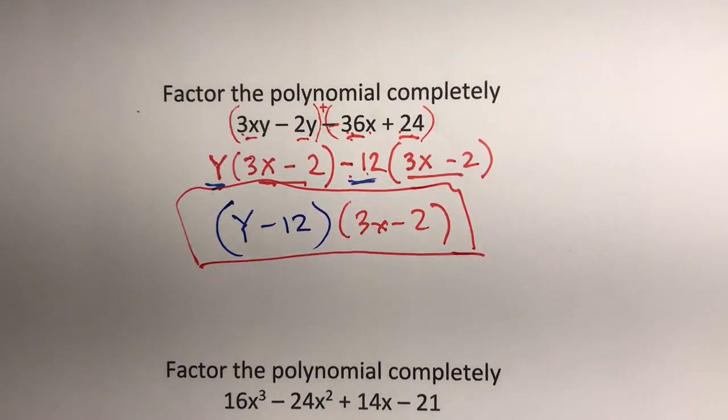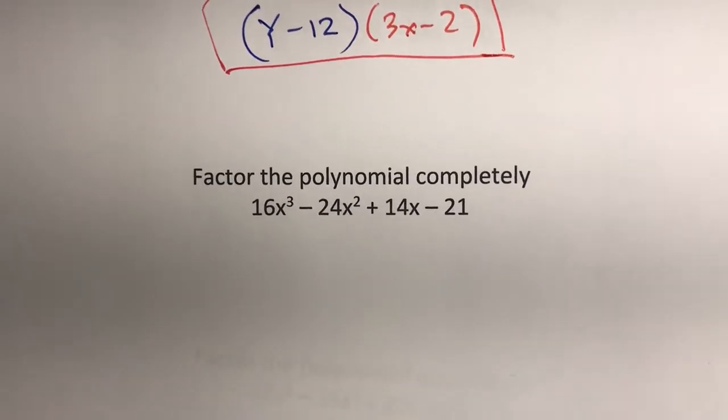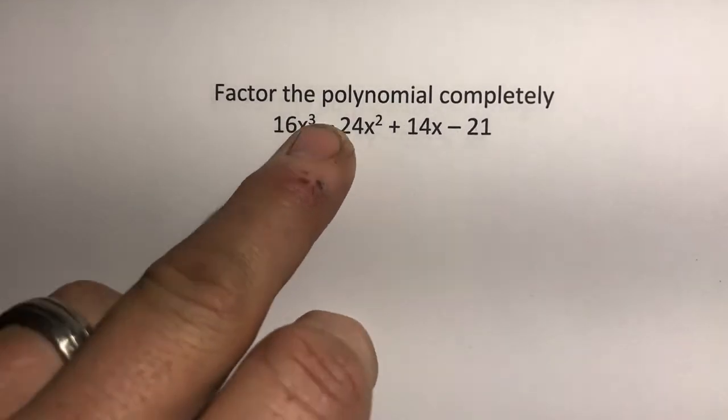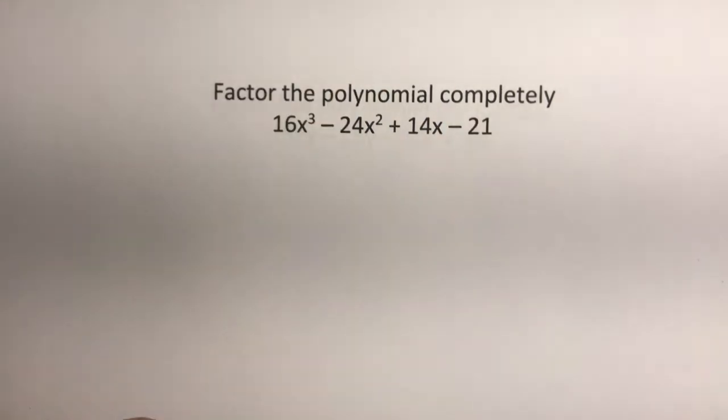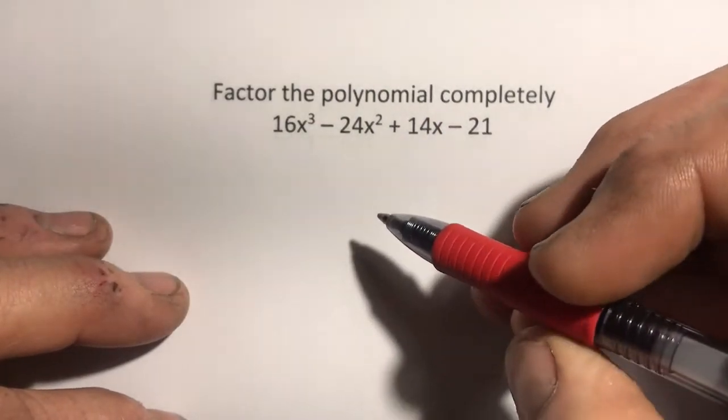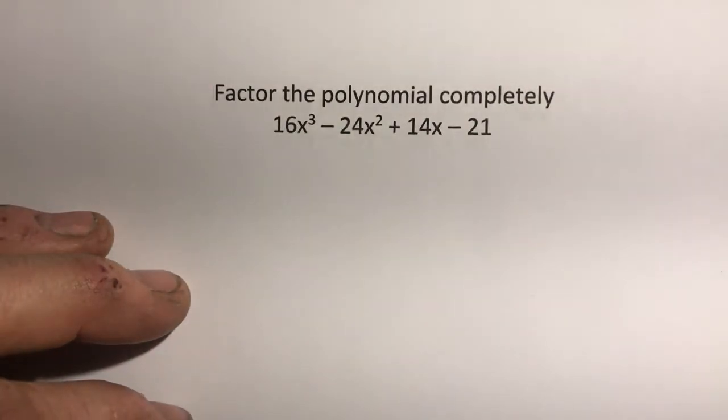Okay. Let's go to this next one. Now this one is different in the sense that it has just one variable, whereas the first one had 2 variables. And we're going to do it the same way, factor by grouping.